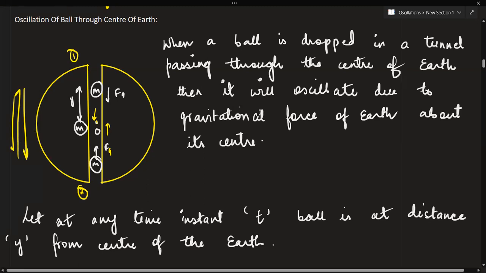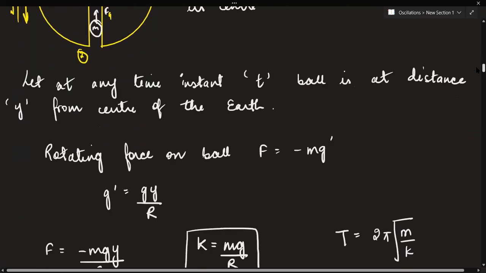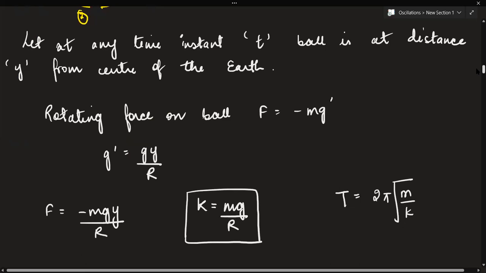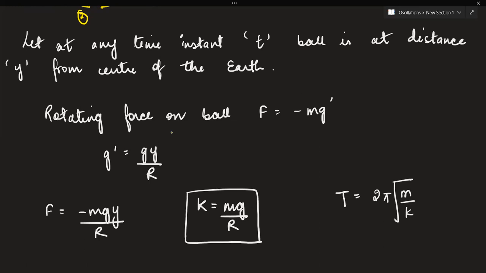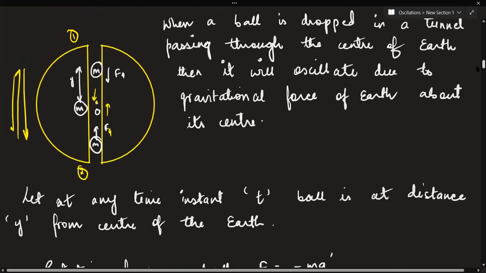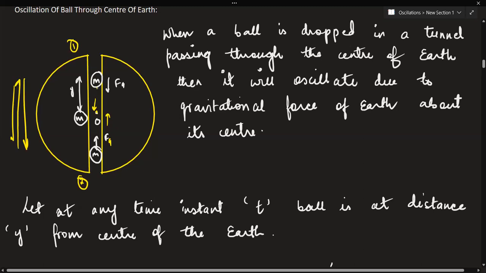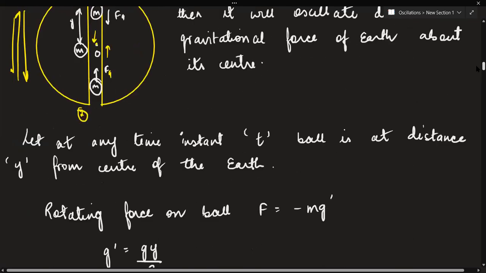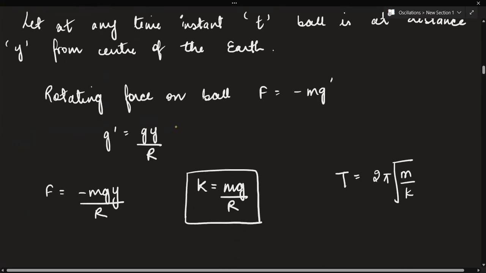Again, we have to find out the time period for this case also. You must have done gravitation in your first term, where you saw the variation of acceleration due to gravity with depth, height, rotation, altitude and so on. This is the case with depth. So g prime is equal to g y by capital R. Here y is the distance from the center of the Earth, this small y is representing that distance. So g prime will be equal to g multiplied by small y divided by capital R. This is all from your gravitation lesson.